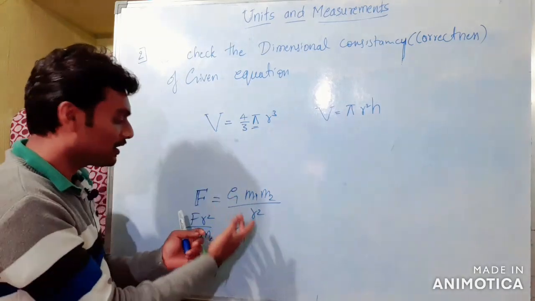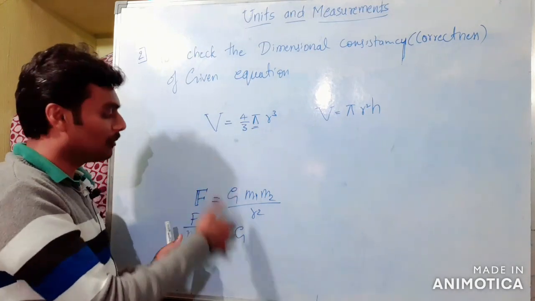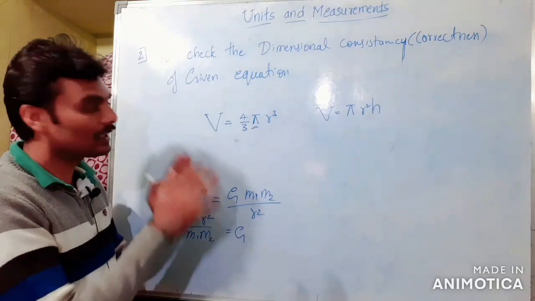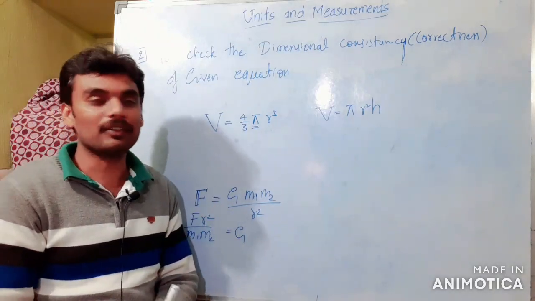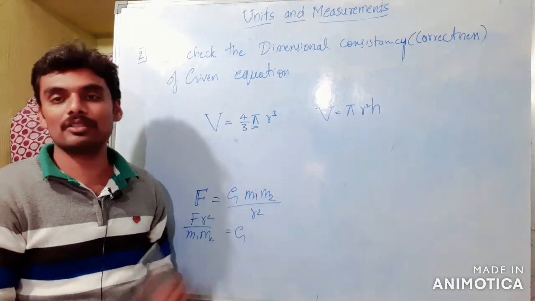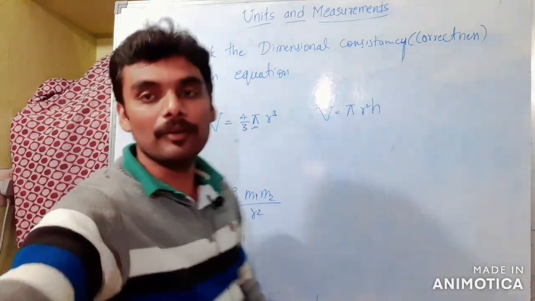If the constants that you have also have dimensions, you should consider the dimensions of those constants also. Only then can you get a clear idea about dimensional analysis. You do the dimensional analysis with these two and check the dimensional consistency, okay, fine.